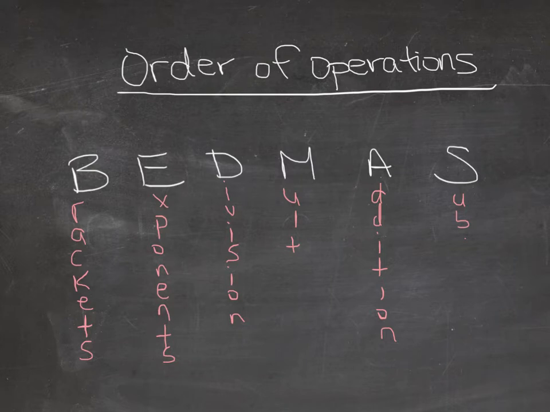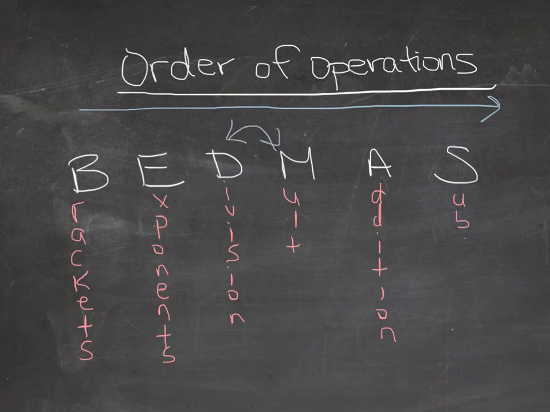An important thing to remember with order of operations is that you follow it from left to right, and multiplication and division can switch order, and addition and subtraction can also switch order. So depending on what you're left with and which one comes first when you're reading your expression from left to right. So let's look at simplifying some expressions using order of operations.